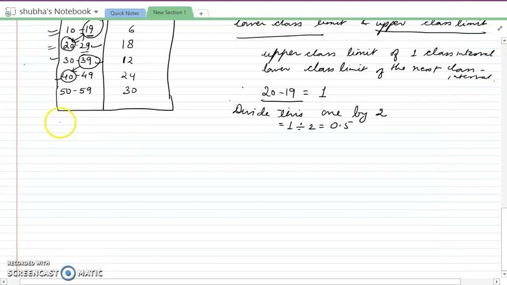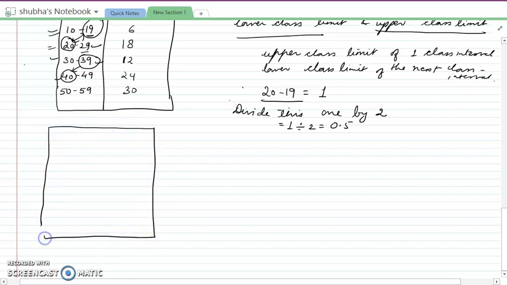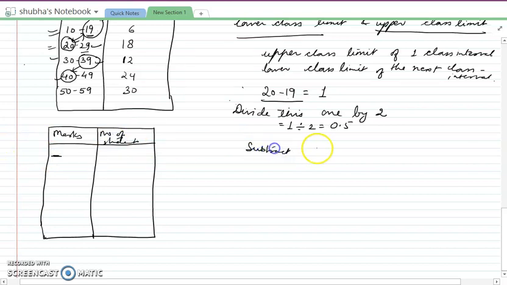How will it help? What will we do with the 0.5? We'll add 0.5 to make the upper limit and we'll subtract it to make the lower limit. Suppose these are marks and number of students. To make the lower limit, we will subtract from the lower limit, and add to the upper limit.